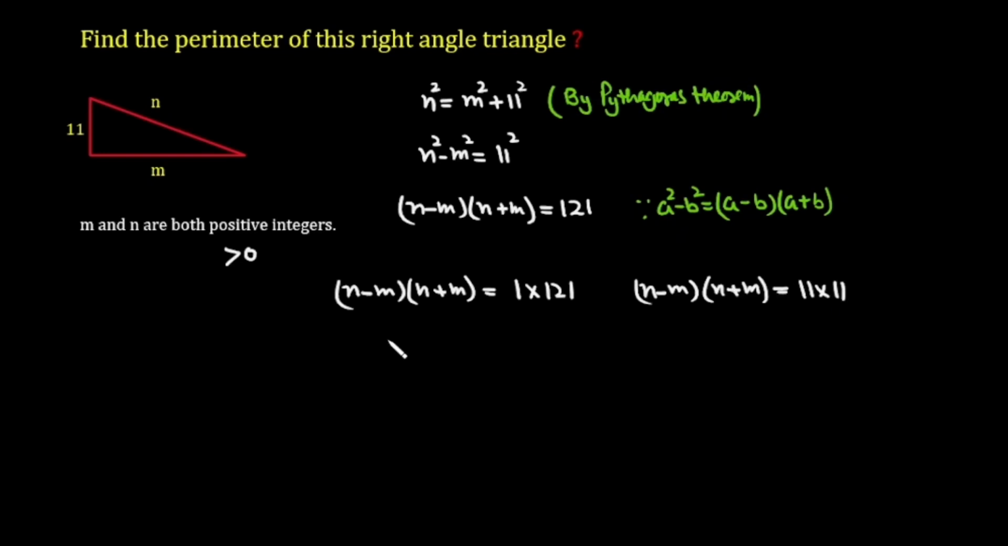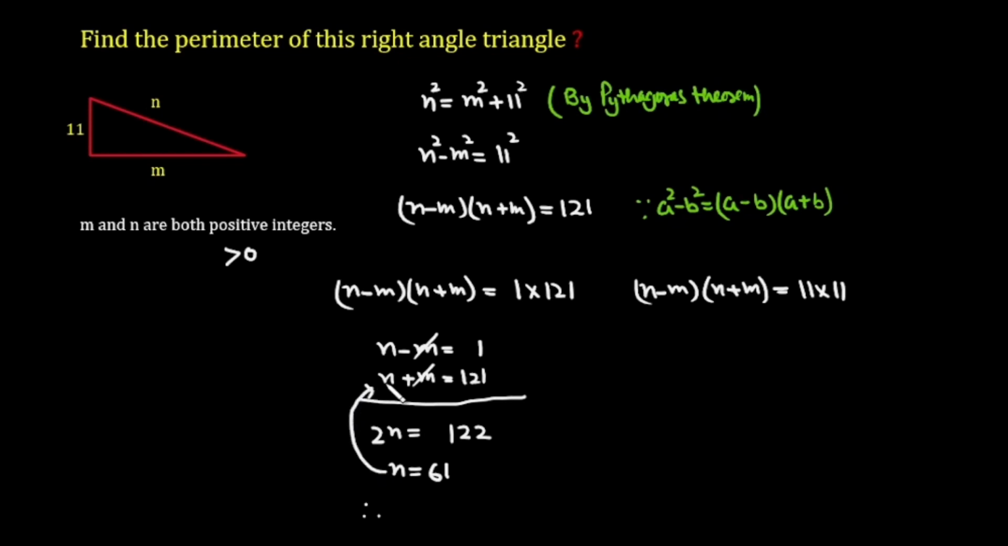In this case, n minus m is equal to 1 and n plus m is equal to 121. Add these two equations to find the value of n. The negative m and positive m will cancel. So 2n is equal to 122, so n is equal to 61. Therefore, put this value of n in any of these two equations. So m is equal to 60.